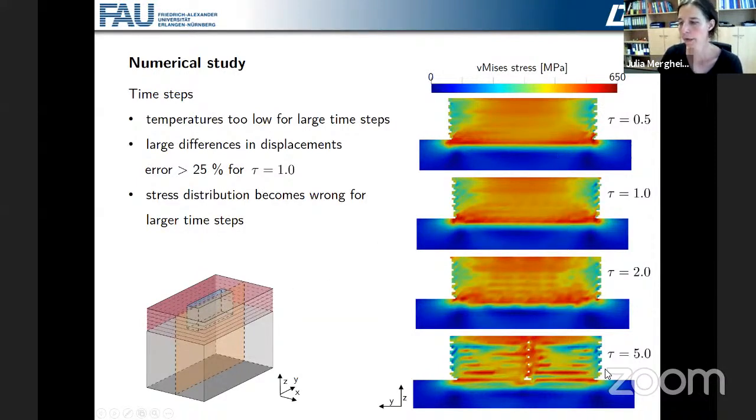So again, we also look at the Van Mises stress distribution in the middle of the wall. And here we see that for the coarse time discretization, for the large time steps, the stress distribution becomes wrong. For these 2, it's still okay. However, if we have a close look at tau equals 1, we see the influence of this line heat input. We see the small differences. Well, that's not too bad. It's still okay. However, due to the large differences in displacements, which were larger than 25%, we decided to use tau equals 0.5 for the following study, so the smallest time step size.